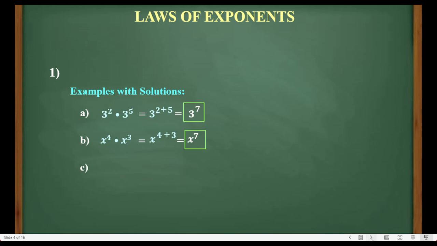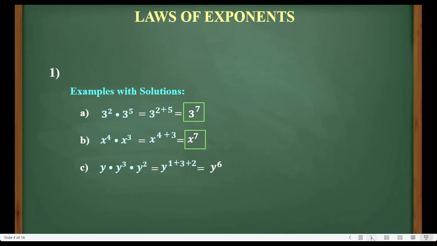Next, letter C. How about y times y cubed times y squared? You will notice that y here has no indicated exponent. Understood that the exponent of this factor is 1. Therefore, to get the product of the three factors with the same base of y, that is the common base y raised to 1 plus 3 plus 2, and that is y to the sixth.